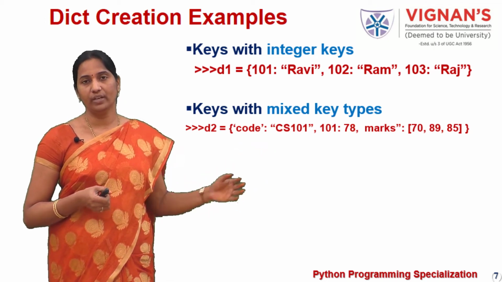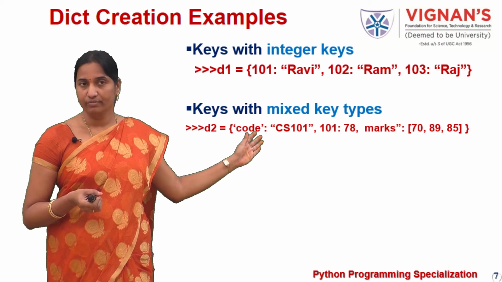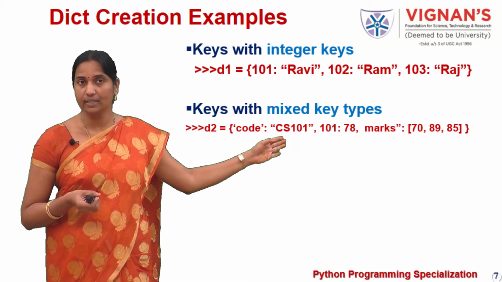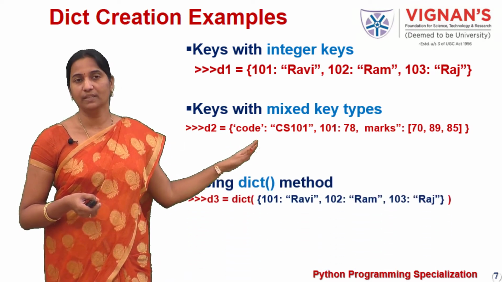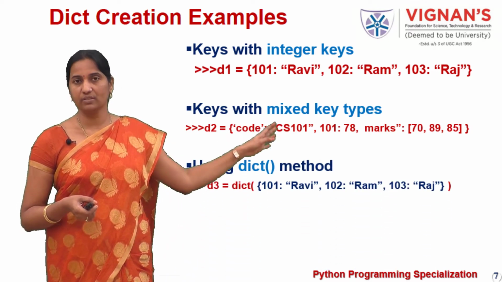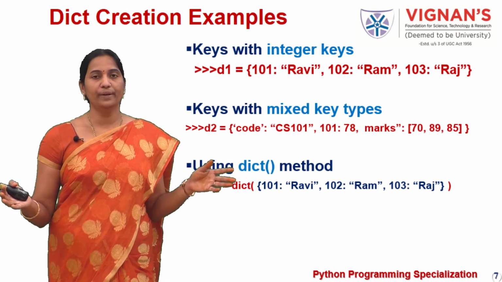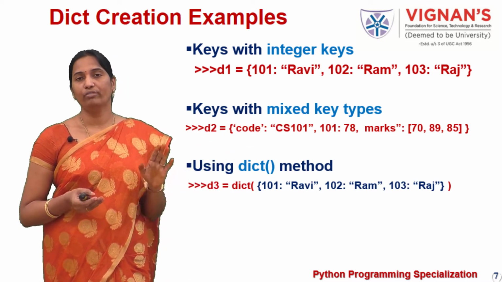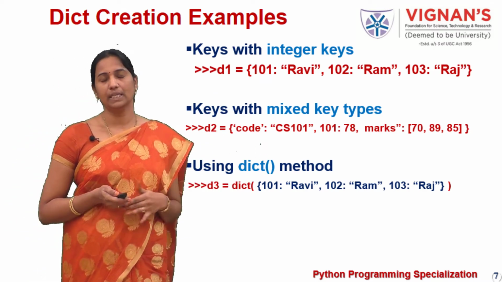So D2 is a dictionary where the keys are of mixed type. The first key is of string type, the second key is of integer type, whereas the third key is of another string type. If you observe, the values are: the first one is a string, the second one is an integer, and the third one is a list. So values could be of any type, but keys must be of type immutable. Only immutable values are allowed for being the keys in the dictionary.